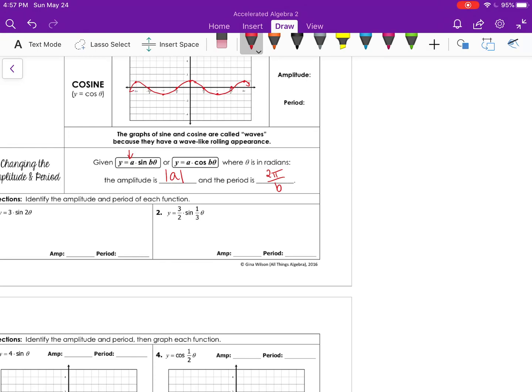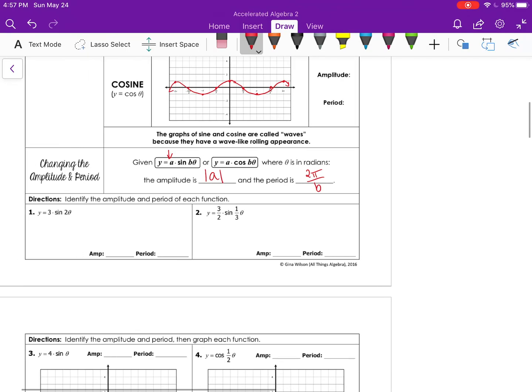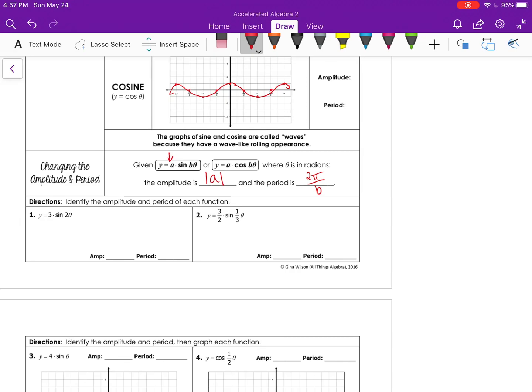But if there is a number, then that's going to change the period, which means the space in which our graph has time to complete its cycle. So just first of all, let's identify what the period and the amplitude of this first one would be. The amplitude is just that middle number, that starting number right in front of the function.